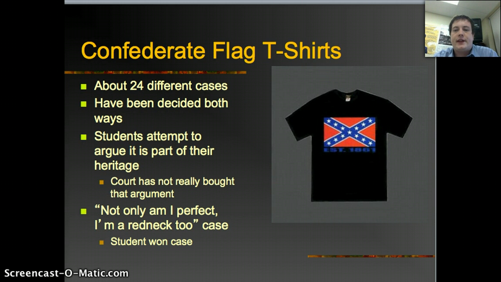Here you have the Confederate flag, which has long been a symbol of the Confederate South and a cause of controversy. There have been about 24 different cases. They've been decided both ways. Students attempt to argue it as part of their heritage, part of their tradition. The court has not really bought that argument. Another case of saying, not only am I perfect, I'm a redneck too. They tried to limit his ability to wear that. The student won that case.